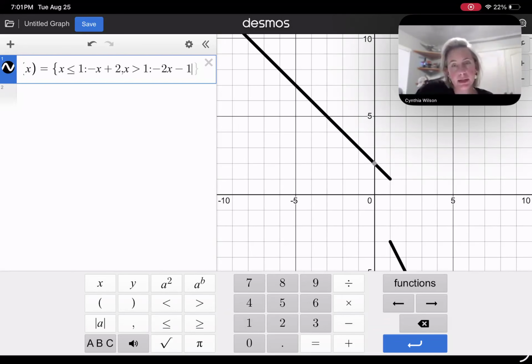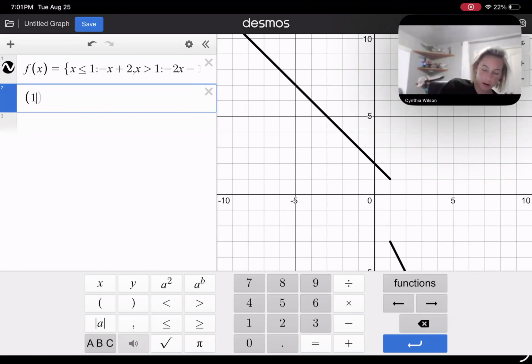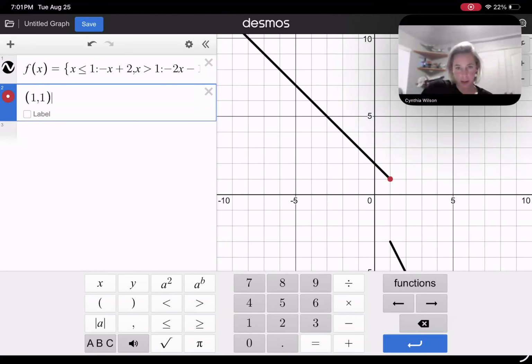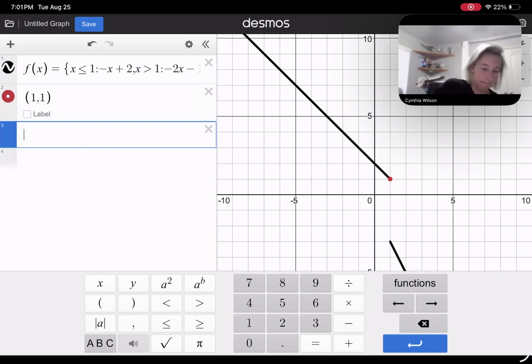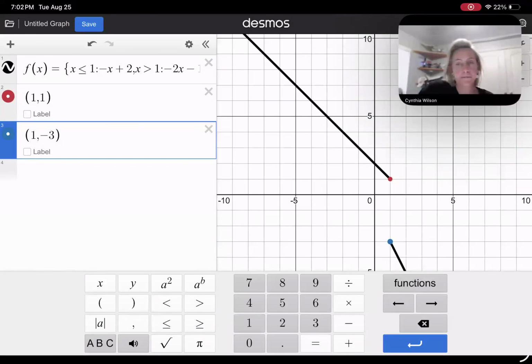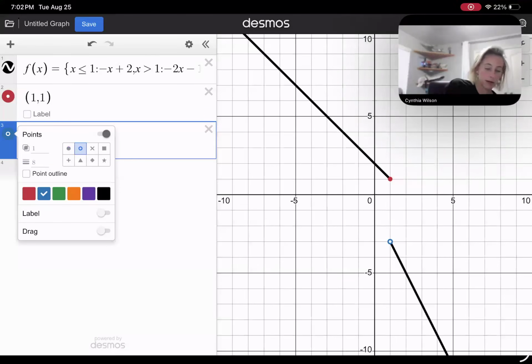Okay, this time I can see where that top piece is, where that end is at 1, 1. So I'm going to put a 1, 1. And that bottom piece where it starts is at 1, negative 3. All right, so my first condition had an equals to, so I'm going to leave the solid red dot. But my second condition didn't have an equals to, so it's open.